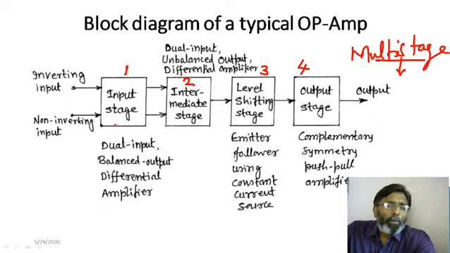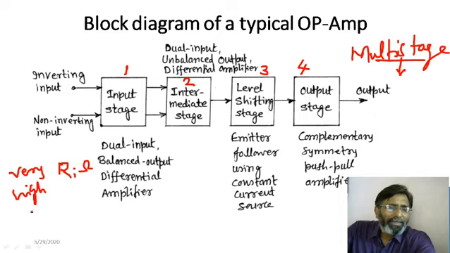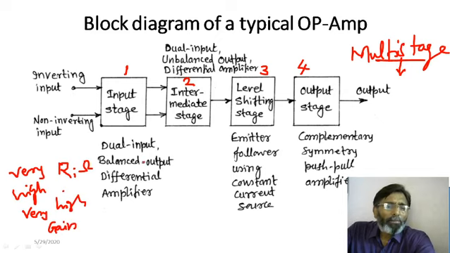Then another job of this input stage is to provide very high input resistance, Ri. So its job is to provide the facility to apply the 2 inputs, then to provide very high input resistance, and another job is to provide very high gain. For that it has multiple stages of dual input balanced output differential amplifier.